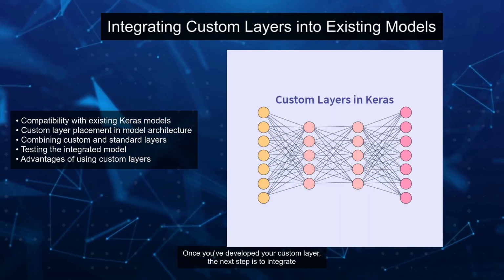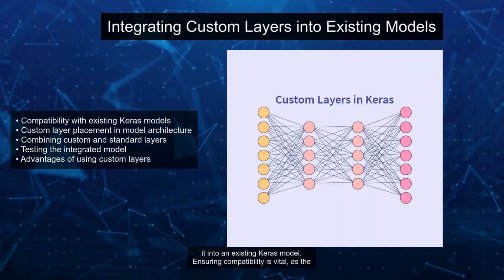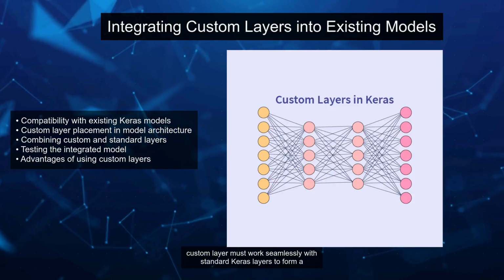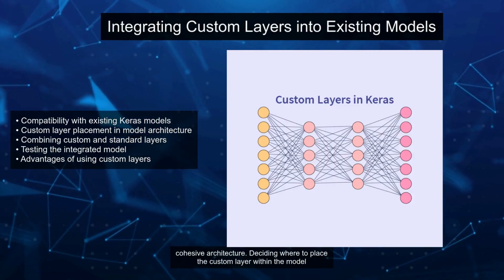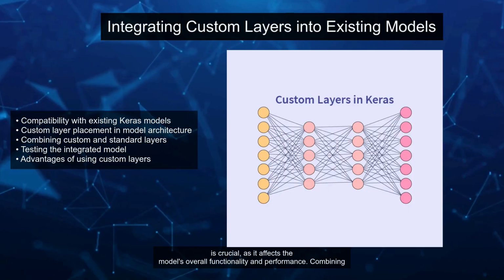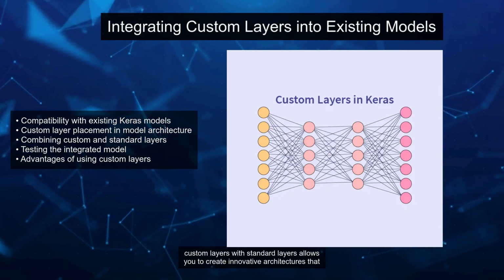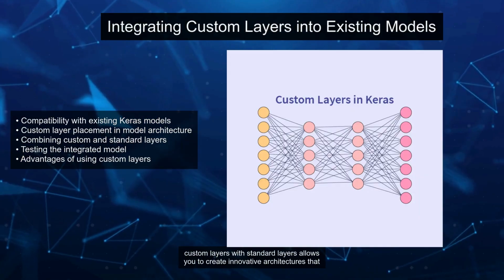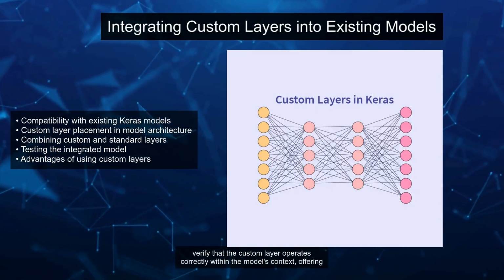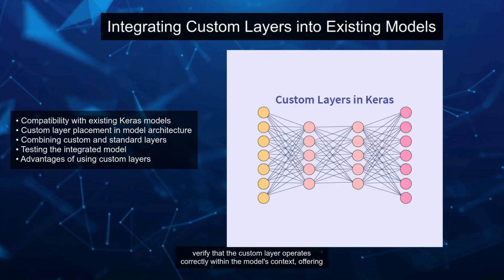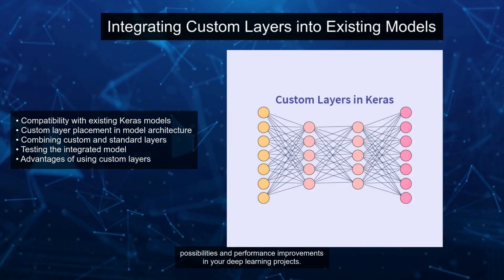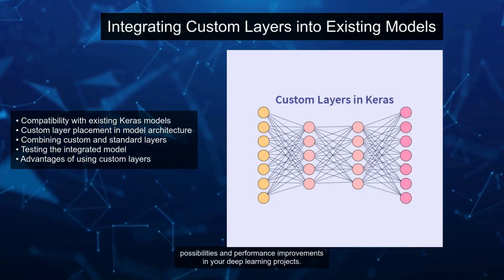Once you've developed your custom layer, the next step is to integrate it into an existing Keras model. Ensuring compatibility is vital, as the custom layer must work seamlessly with standard Keras layers to form a cohesive architecture. Deciding where to place the custom layer within the model is crucial, as it affects the model's overall functionality and performance. Combining custom layers with standard layers allows you to create innovative architectures that leverage the strengths of both. Testing the integrated model is critical to verify that the custom layer operates correctly within the model's context, offering the expected enhancements. By effectively integrating custom layers, you can unlock new possibilities and performance improvements in your deep learning projects.